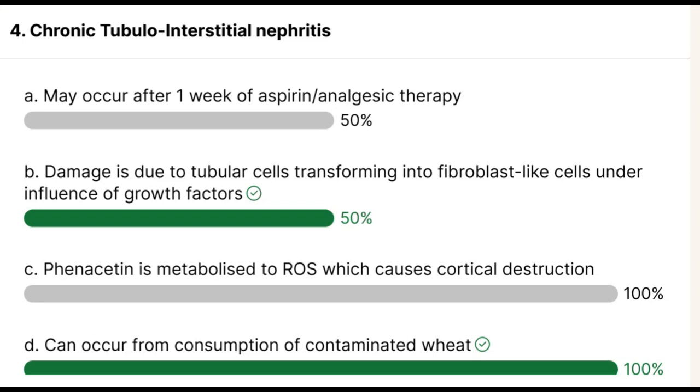And it can occur from consumption of contaminated wheat. Yes, it's true. Like Scripta, it mentions the Balkan endemic nephropathy, which is occurring as a result of wheat contaminated with aristolochic acid due to a plant that grows next to it. So, yeah. And if we don't have any doubts, then we can proceed to the next question.